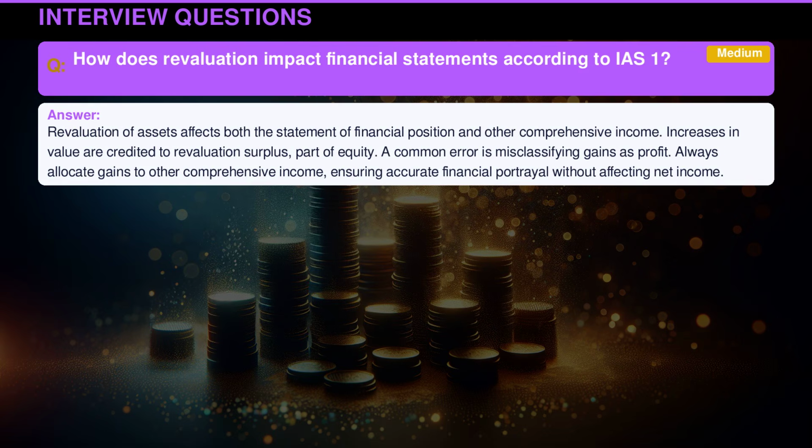Revaluation of assets affects both the statement of financial position and other comprehensive income. Increases in value are credited to revaluation surplus, part of equity. A common error is misclassifying gains as profit. Always allocate gains to other comprehensive income, ensuring accurate financial portrayal without affecting net income.